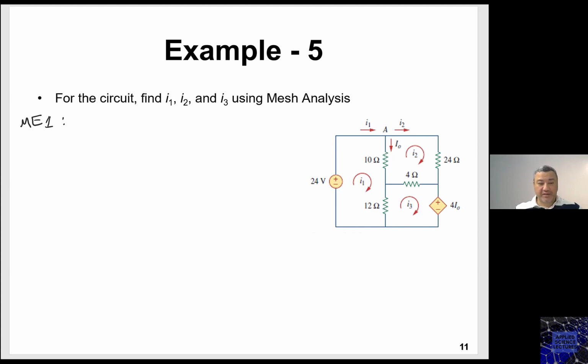Yeah, go ahead. Okay, so for mesh one: minus 24 volts plus I1 times 10 plus 12, and then minus I2 times 10, and then minus I3 times 12 equals 0.